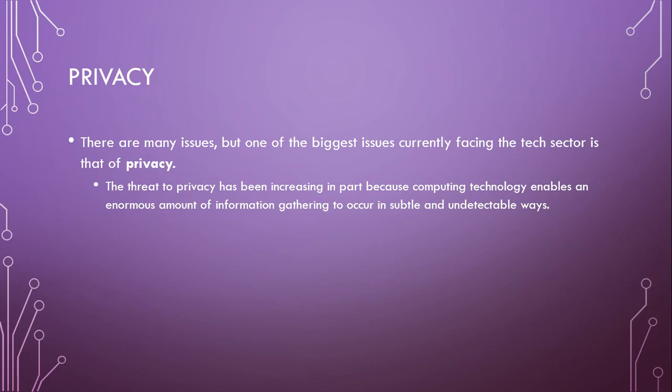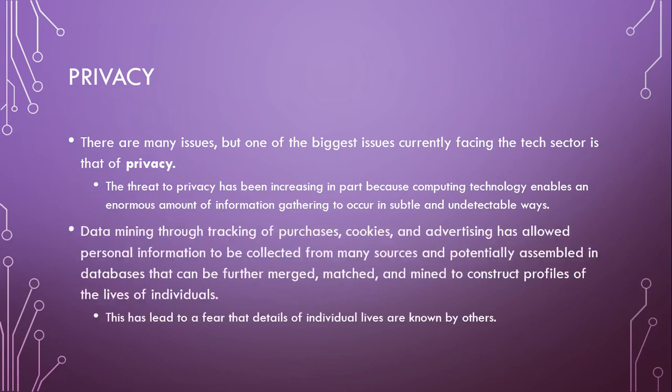Now, the threat to privacy has been increasing in part because computing technology enables an enormous amount of information gathering to occur in subtle or undetectable ways, ways you won't even know. There are all sorts of data mining tools out there for advertisements, using information that you might have on a public profile that they'll sell to third-party advertisers. This data mining process usually happens through things such as purchases. So if you buy something online, that information might get sold to advertisers, for example.